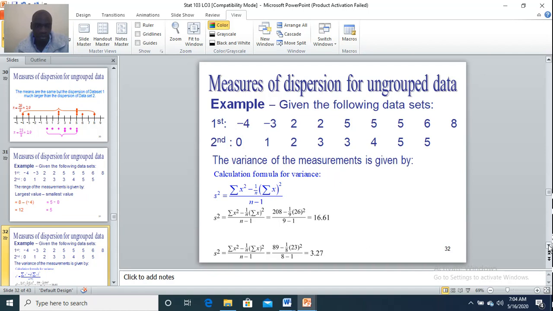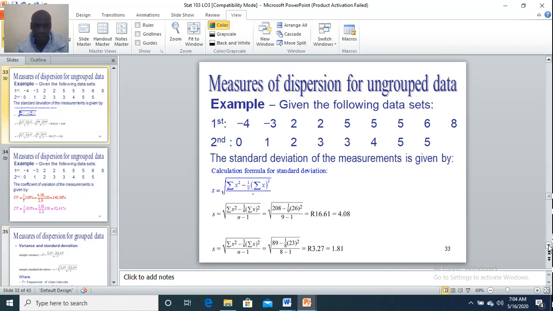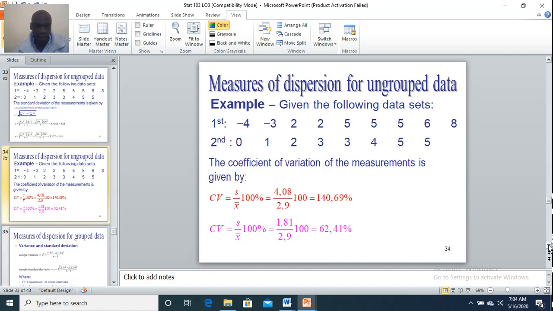We do the same for the other one. Now that we know our sample standard deviation is 4.08 divided by the mean 2.9, we get the coefficient of variation. This is for the first group, then the second group.